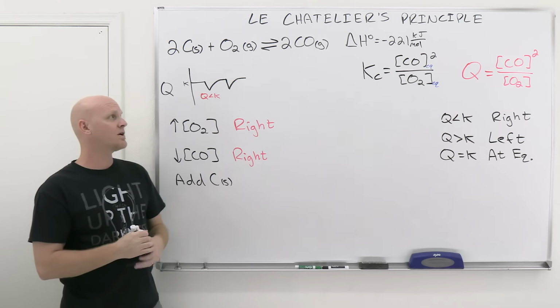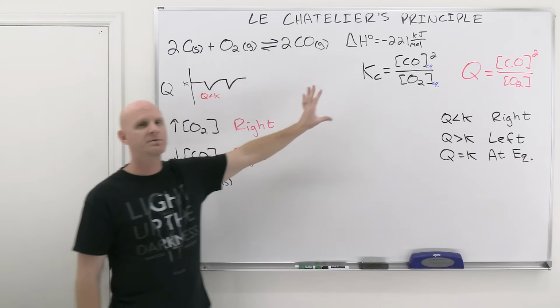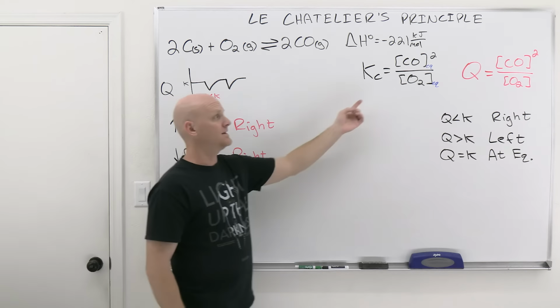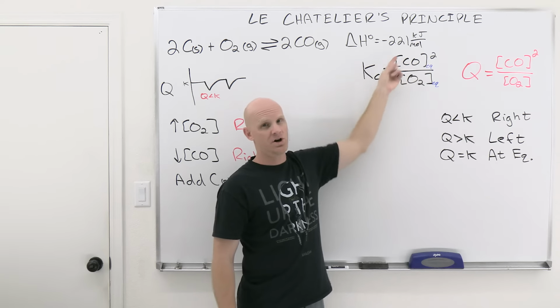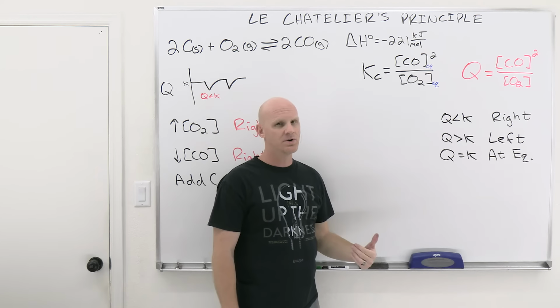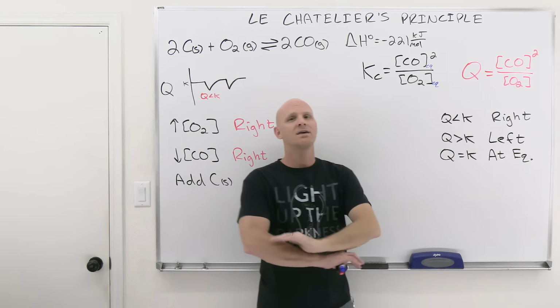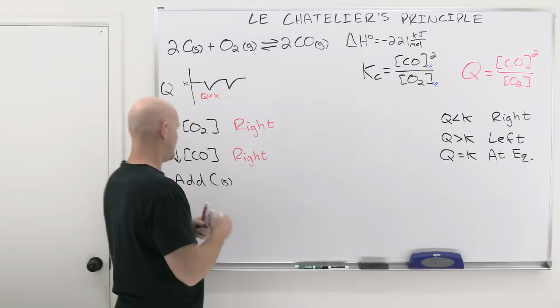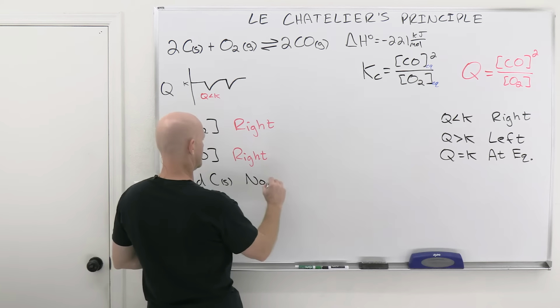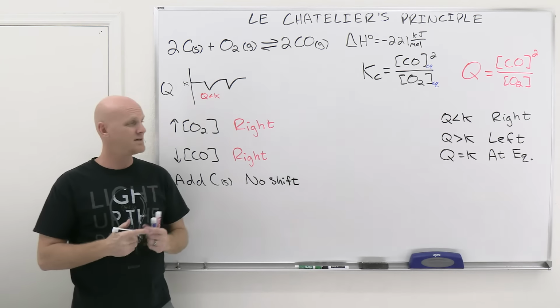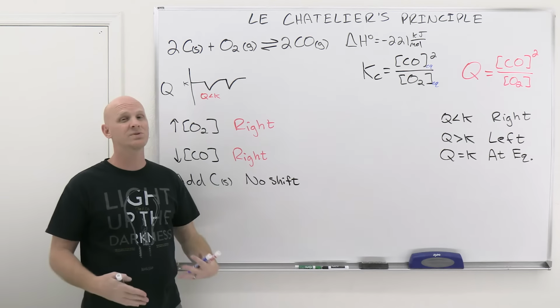And you might recall that solids and liquids typically don't show up in the equilibrium constant expressions. And so when you add one, it doesn't actually change your ratio. And if it doesn't change your ratio, then you're still at equilibrium. And if you're still at equilibrium, Q equals K, and there's no shift. And so adding a solid here, or removing a solid, will result in no shift in the equilibrium. Not left, not right, no shift whatsoever, because you're still at equilibrium.